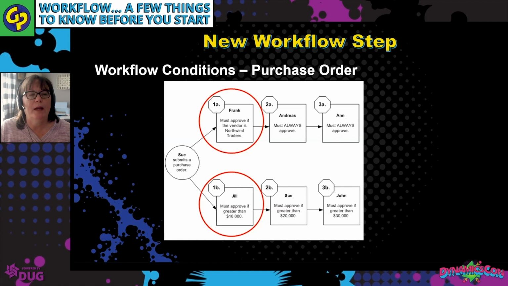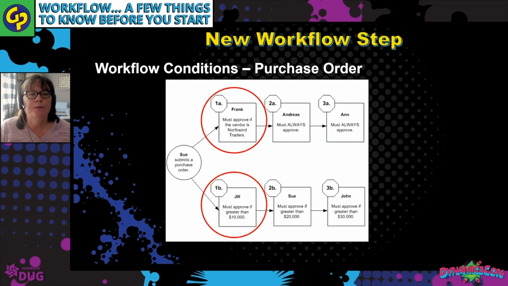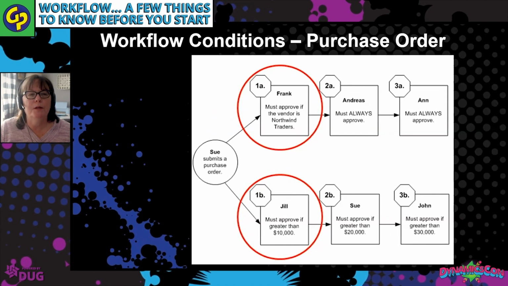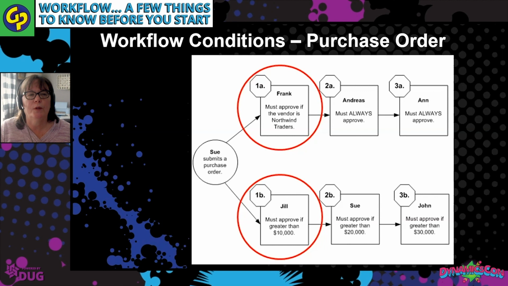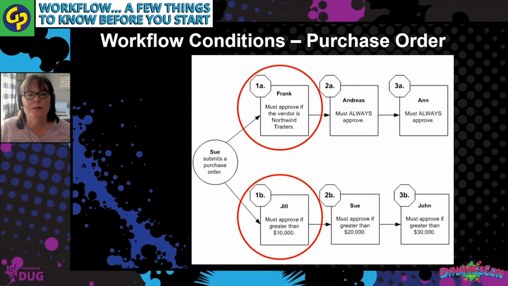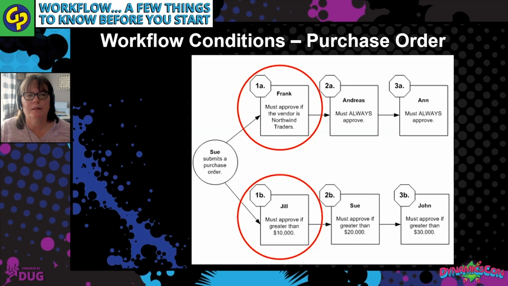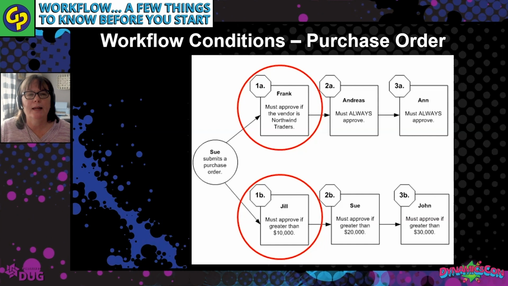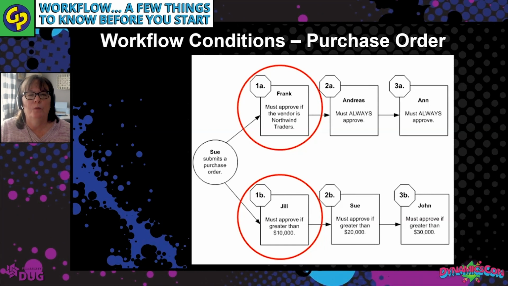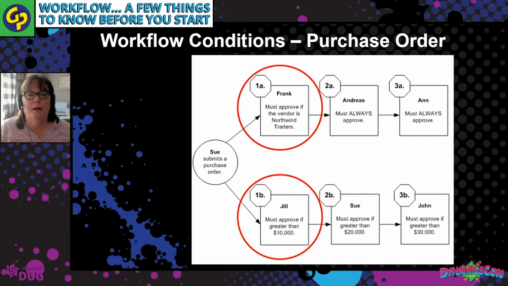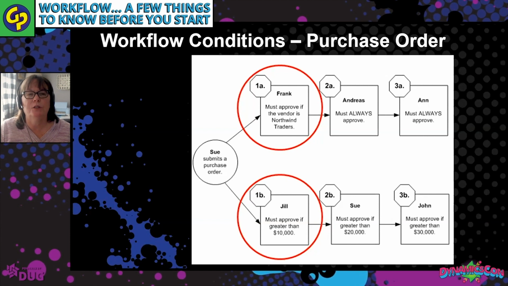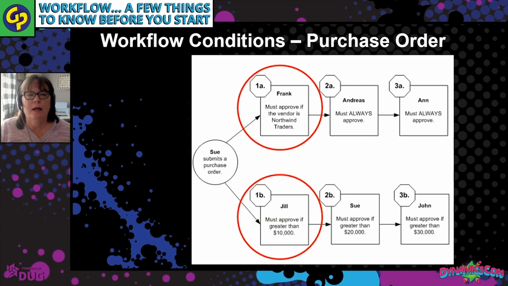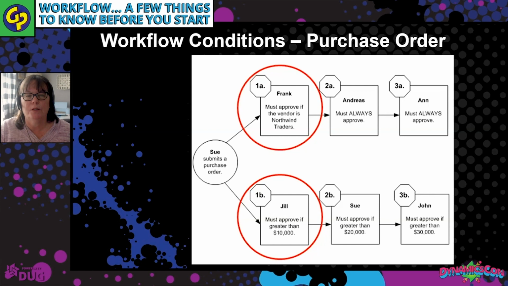And in this example, we have Sue submitting a purchase order. And if you look at the top, the first step, Frank, he must approve if the vendor is Northwind Traders. So there is a condition there, and that condition is that Frank has to approve anything for Northwind Traders. The second step here is an option that has no condition, which Andreas has to approve always. Same thing with Anne. So you can mix up the options with conditions and no conditions.